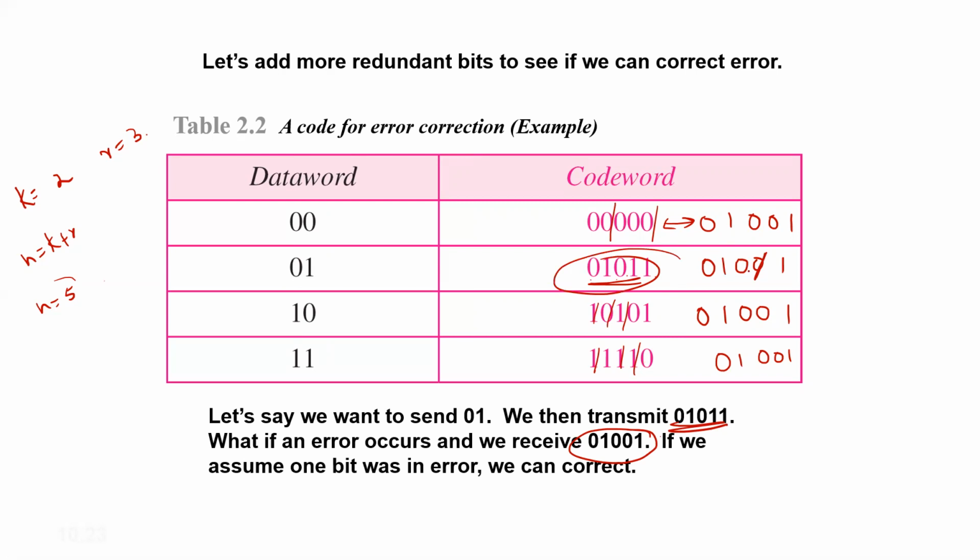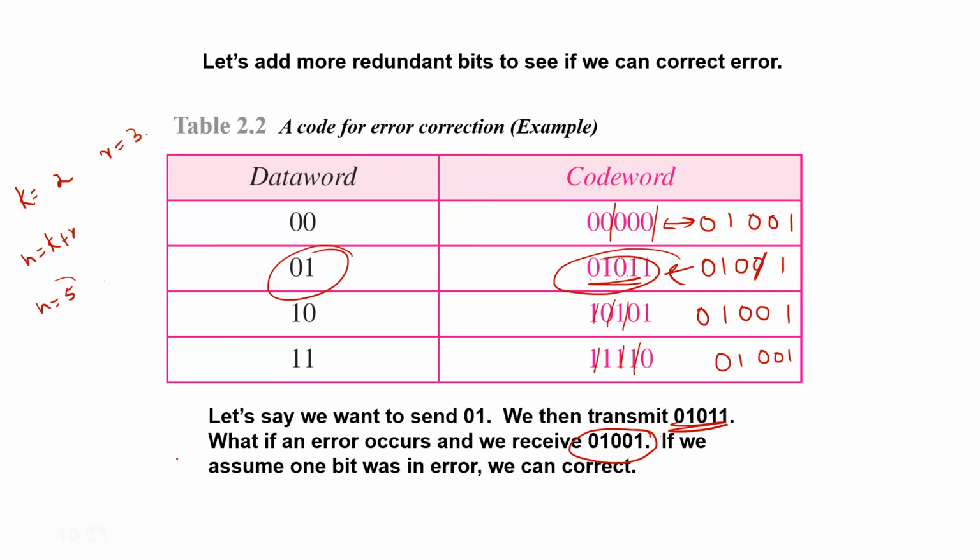So the receiver replaces this incorrect message with the correct message and it gets the data word which is 01. So basically whenever there is only 1 bit error, we can correct it by using this error correction. The receiver assumes that only 1 bit is corrupted and it uses the block coding technique to detect the error. Okay, so this is for the error correction.